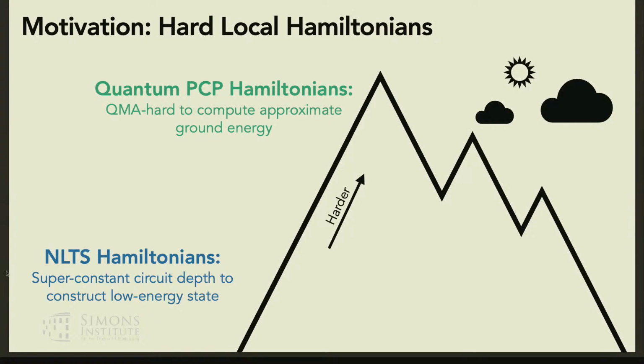Indeed, closer to the top of the mountain, we have quantum PCP Hamiltonians, which are defined to be families of local Hamiltonians for which it's actually QMA hard just to compute an approximation of the ground energy, even just a constant factor approximation. It's a wide open conjecture, called the quantum PCP conjecture, that there actually exist families of quantum PCP Hamiltonians. So the QPCP conjecture, in other words, states that it's QMA hard to even get a constant factor approximation of the ground energy of local Hamiltonians.